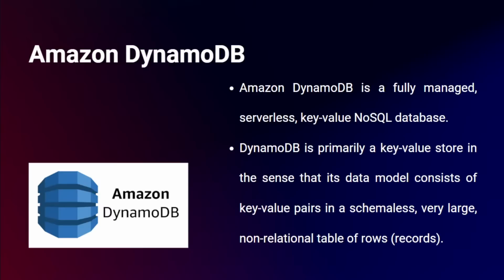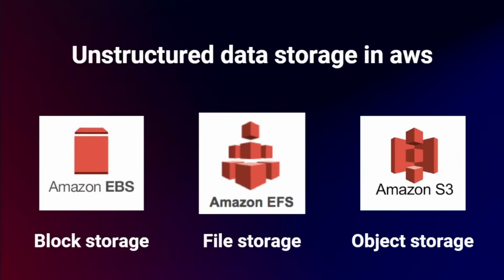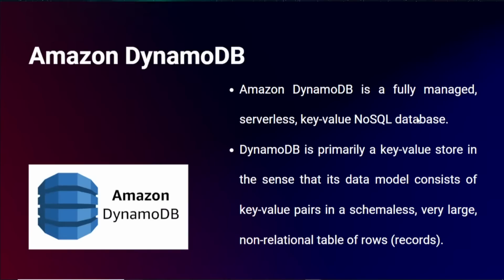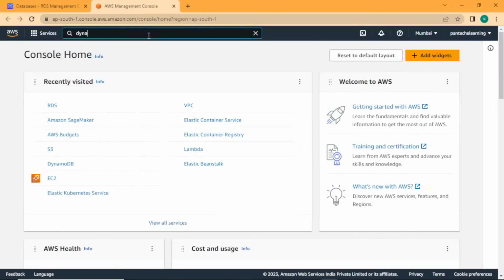DynamoDB is primarily a key-value store, in the sense that its data model consists of key-value pairs and there is no schema. So there is no particular table-column format here. You can just store unstructured or semi-structured data here. They provide the same scalability, atomicity, durability and availability. We can go hands-on with DynamoDB also. We'll wait for the database to complete. It's creating, guys, it is going to take about 5 minutes. In the meantime, I'll create a new tab and we'll go with DynamoDB.